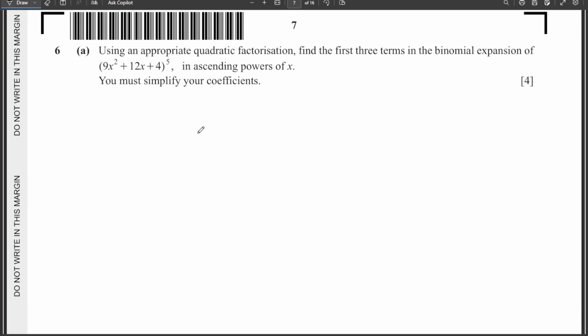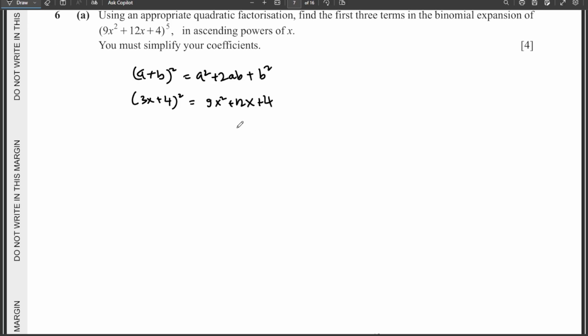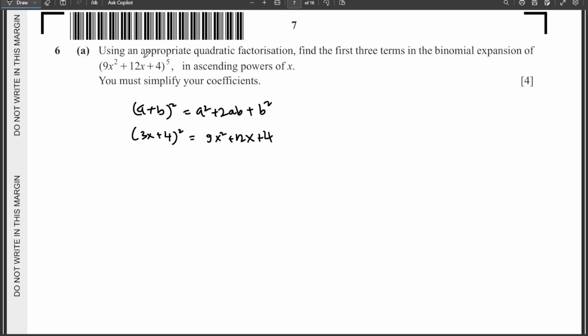Question 6. Using an appropriate quadratic factorization, find the first three terms of the binomial expansion of this in ascending powers of x. So we can try and notice it's slightly in the form where a plus b squared is a squared plus 2ab plus b squared, where a in this case is 3x, sorry, and b is 4. Right, you can check 3x plus 4 squared, you get 9x squared plus 12x plus 4. So we can rewrite this, or to the power of 5.